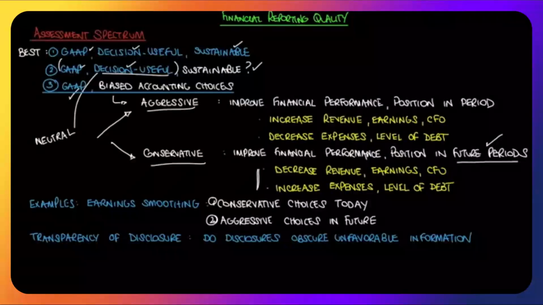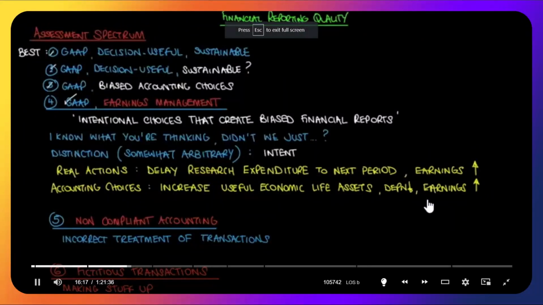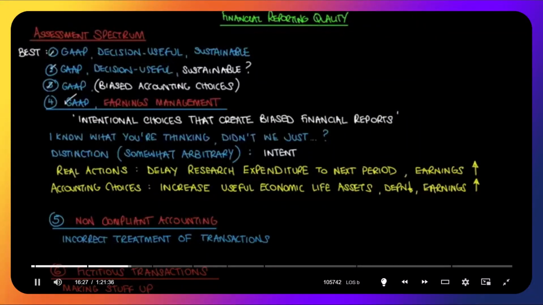What's next in the walk of shame? So knocked out 1, 2, 3. Next, we are still compliant with GAAP, so we are not flouting the rules. But we've gone a step further than saying our accounting choices are biased here. We've gone into the world of earnings management, which is so shameful, I had to break out the red pen. What does earnings management mean?